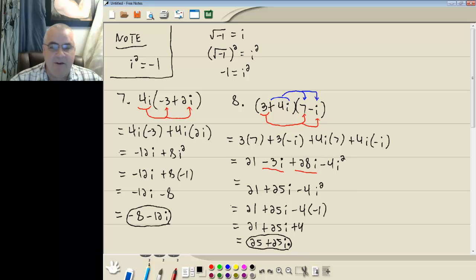Now you may be seeing a pattern at this point. When you've got an i squared, basically what it does is flip the sign that's out in front. Notice how this negative 4 all of a sudden became a positive 4. So you don't have to actually write that out by putting negative 1 in there. It always works out that way.